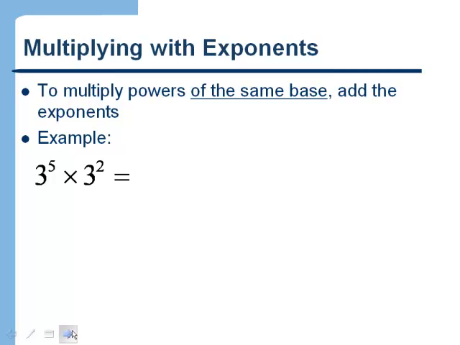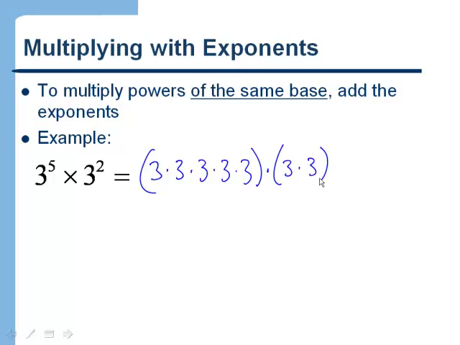So let's look at this example. I want to take 3 to the 5th power and multiply by 3 to the 2nd power. So you'll notice that they have the same base. And if we think about what each of these represent, 3 to the 5th is just 3 times 3 times 3 times 3 times 3. And then I want to multiply that by 3 to the 2nd, which is just 3 times 3. Well, you'll notice that really all we're doing is multiplying 3 by itself 7 times. So that's the same thing as saying 3 to the 7th.